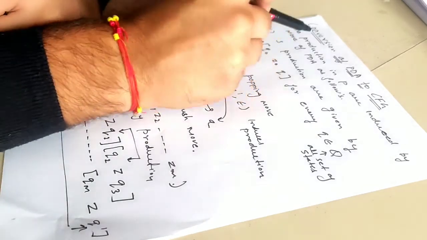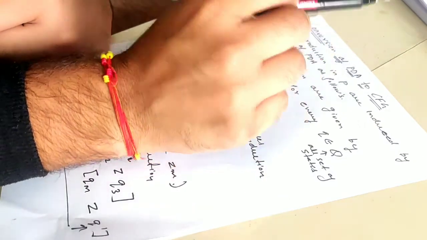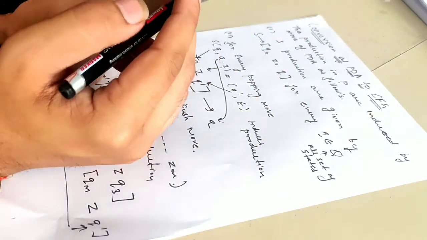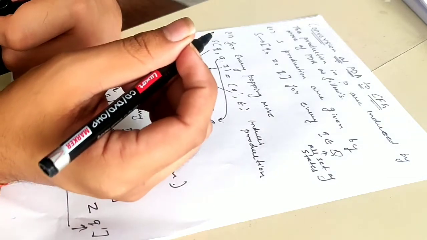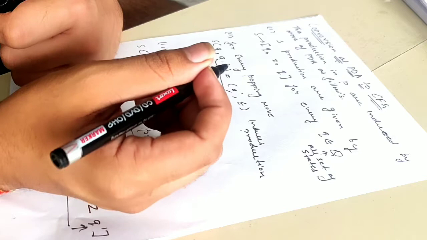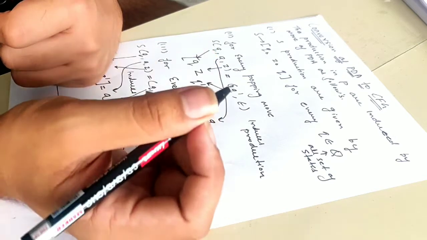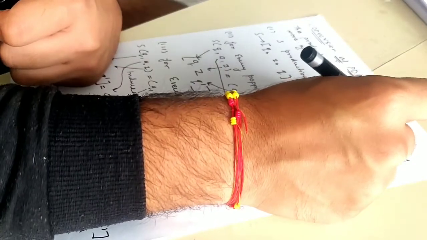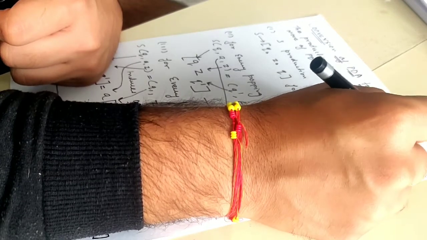Now let's see the conversion of PDA to CFG. Context free grammar and PDA are equivalent to each other, because we can convert context free grammar to PDA as well as PDA to context free grammar. So CFG is equivalent to PDA.